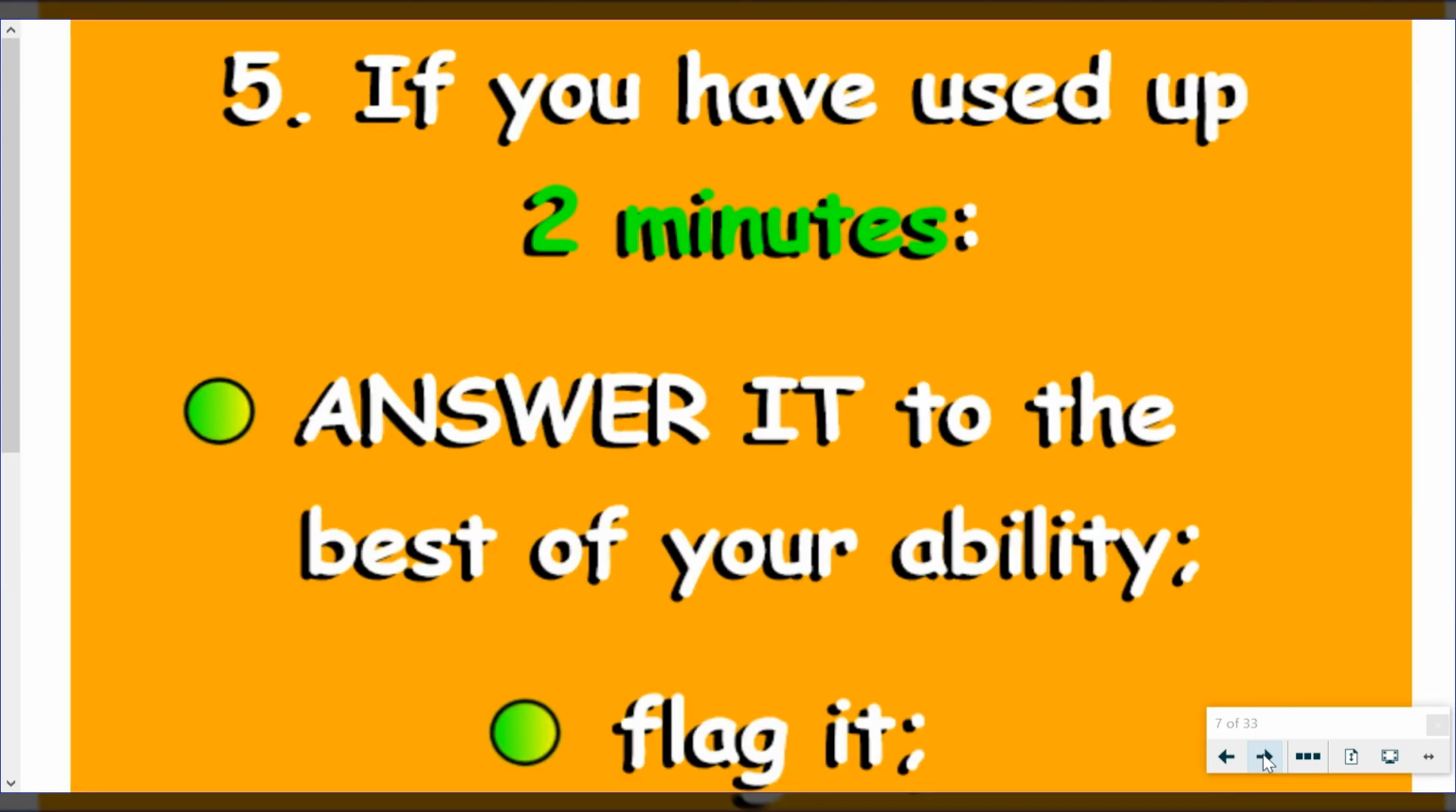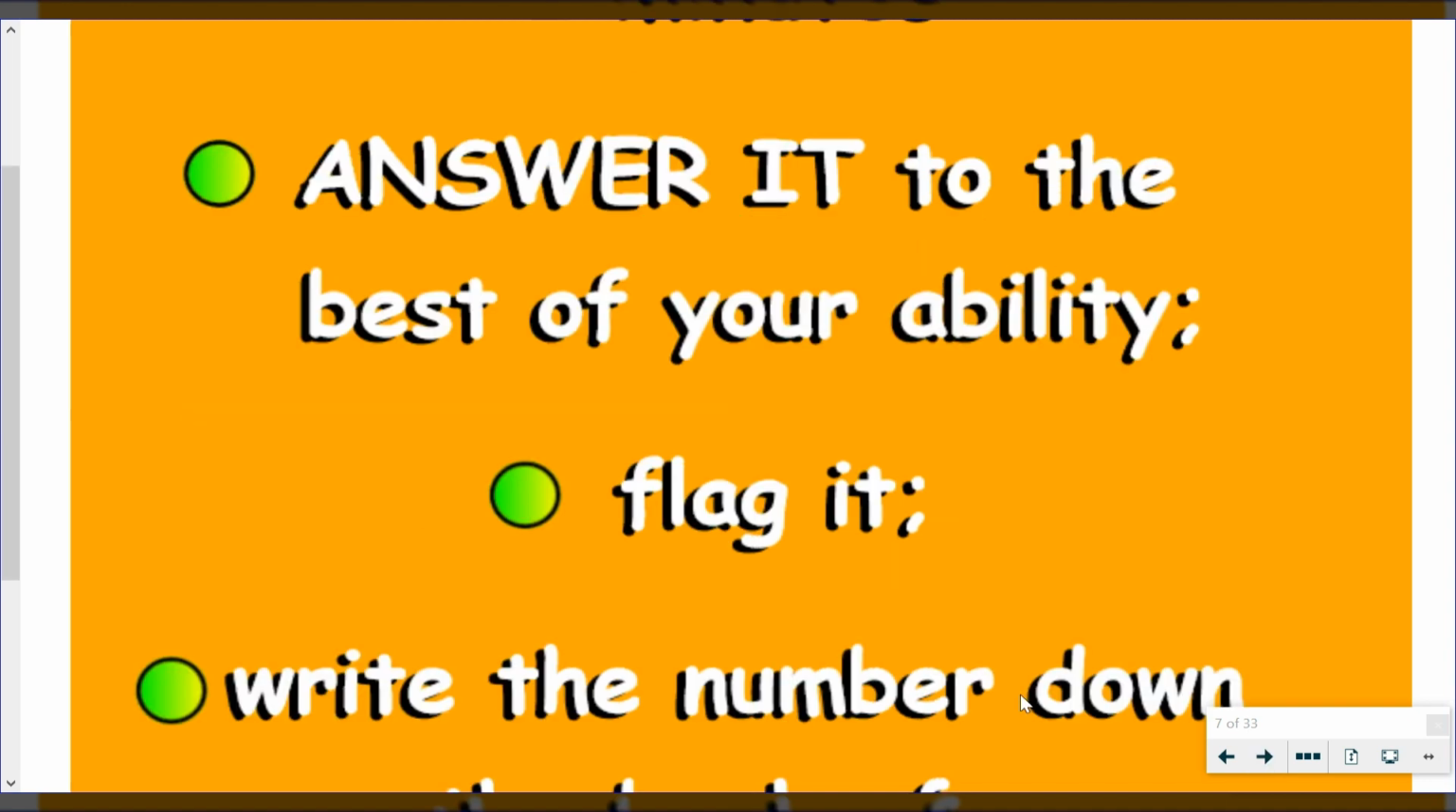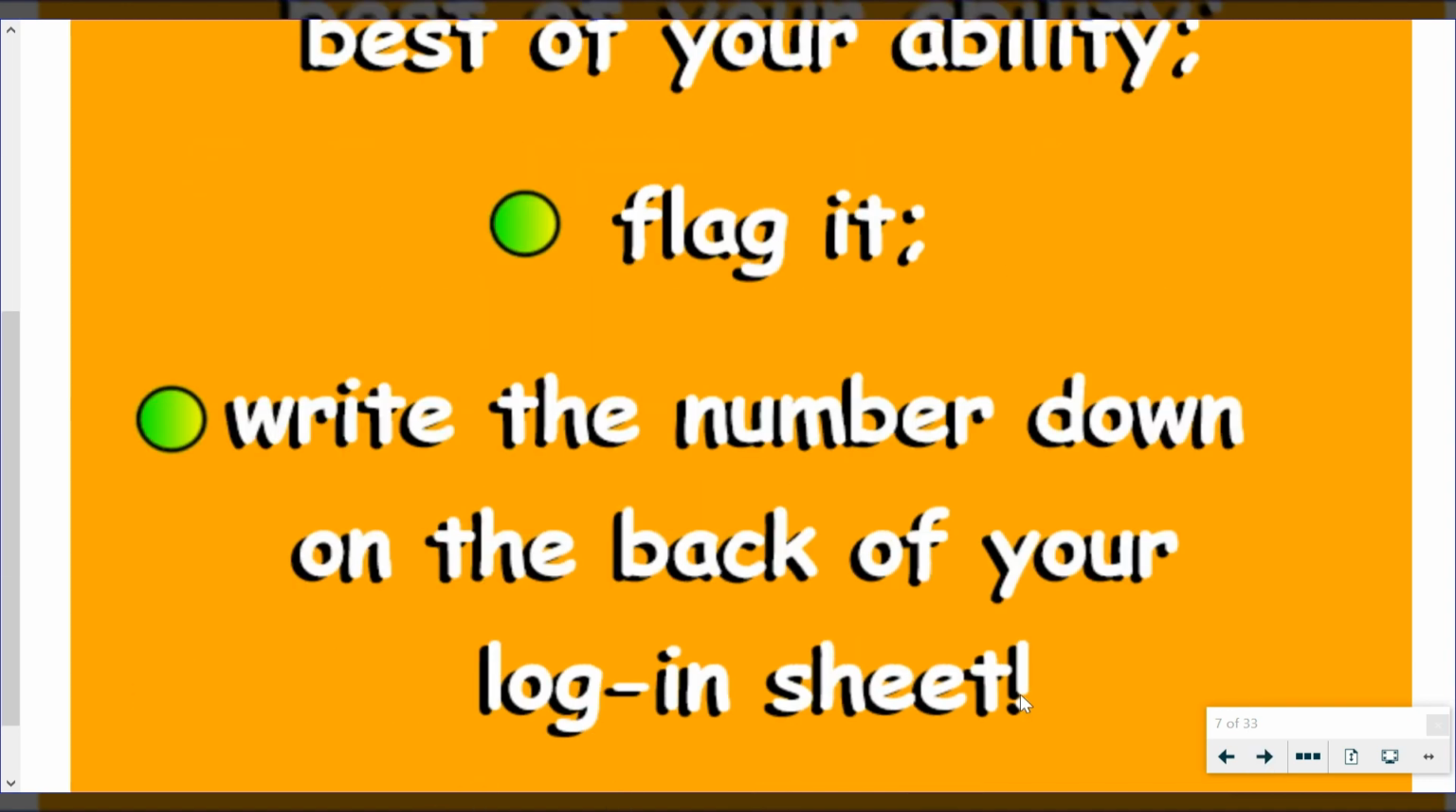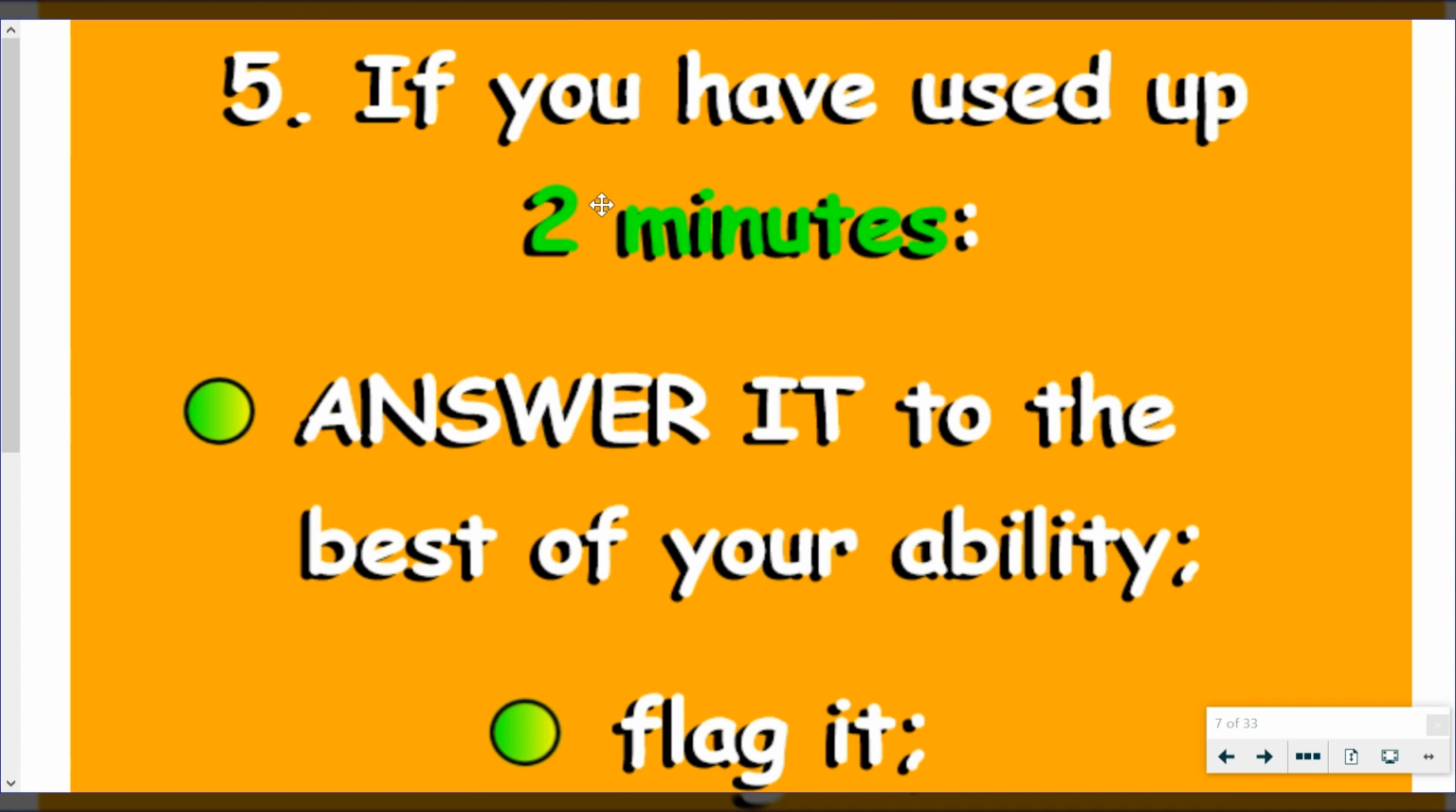If you've used up your 2 minutes and you have yet to find an answer, answer the question to the best of your ability. Flag it and write the number down in the back of your login sheet. Remember, it's all about making sure that you are not wasting any more than 2 minutes a question. If you waste any more than 2 minutes a question, then you might find yourself behind the 8 ball at the end of the exam. So you need to try and get that time in your pocket for the end of the exam to run back through the questions that you struggled with.